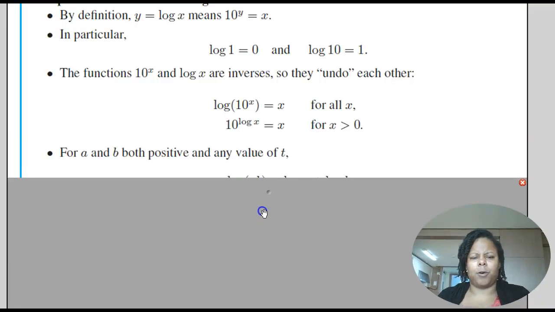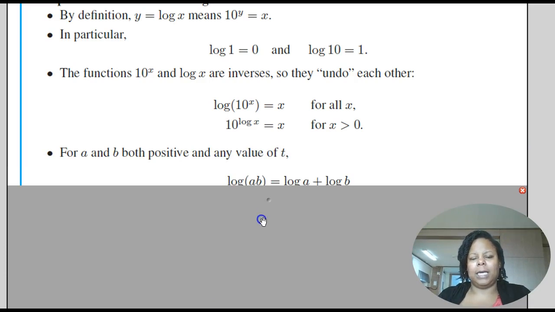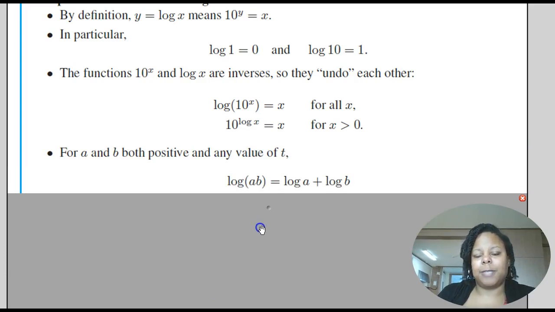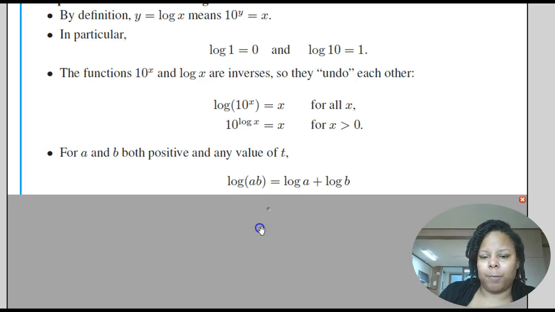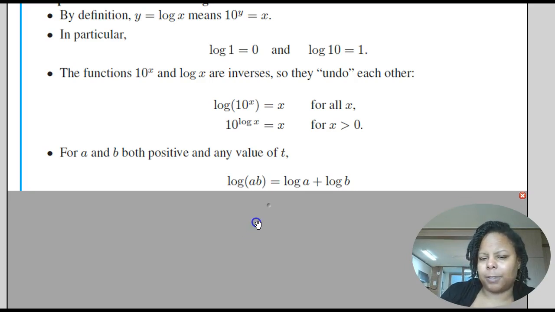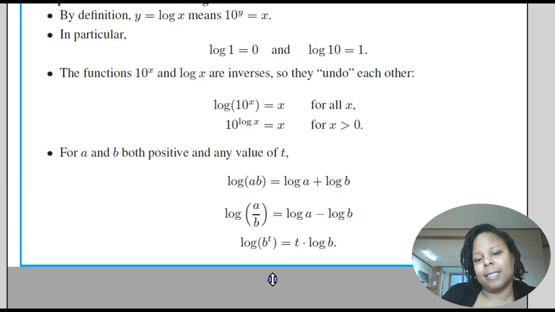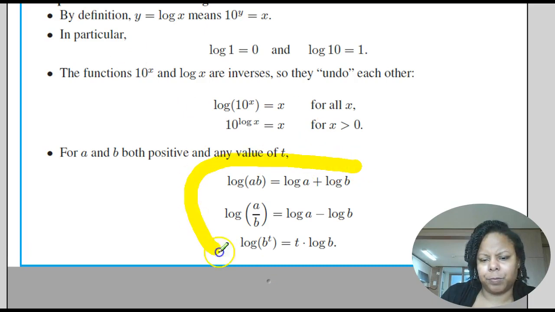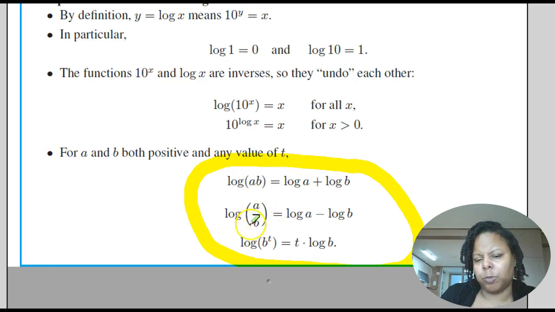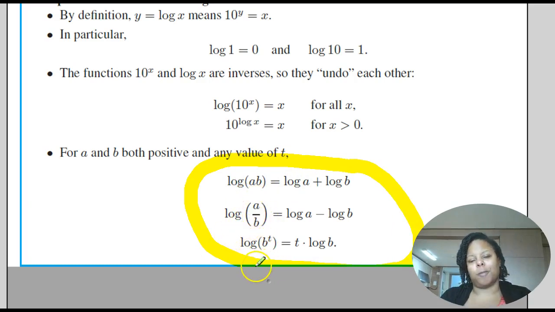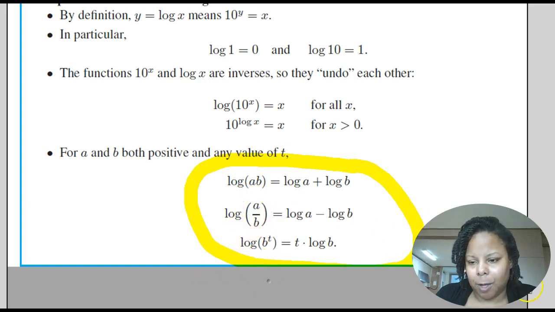The third thing is for both positive a and positive b. Just like exponents have properties for multiplying exponents, so do logarithms. I suggest you memorize these if you haven't already, because these are very, very important. This is the product property of logs, the quotient property of logs, and the power property of logs. Moving on.